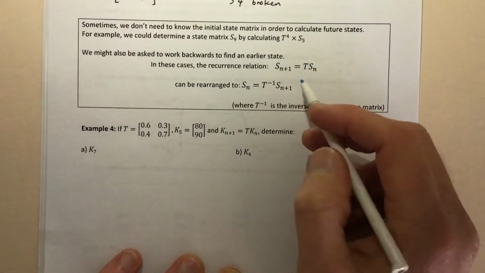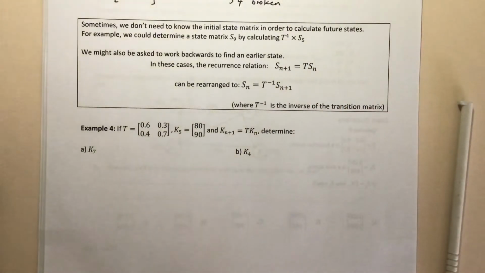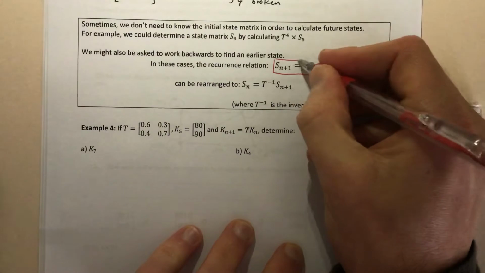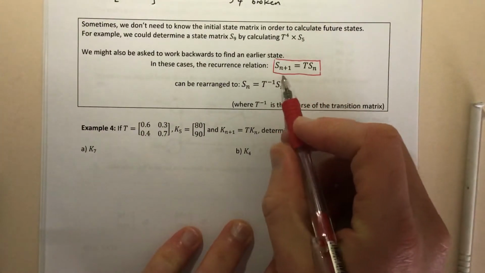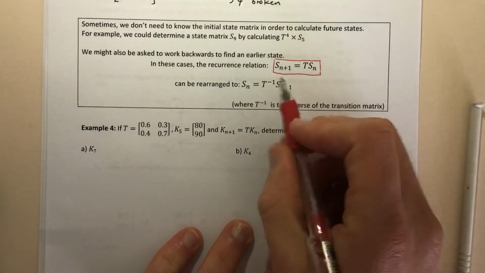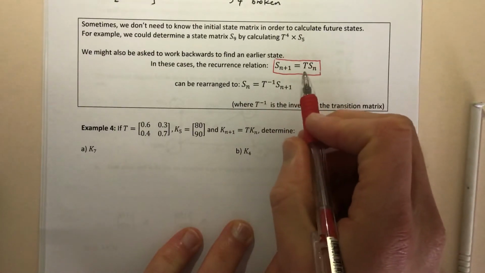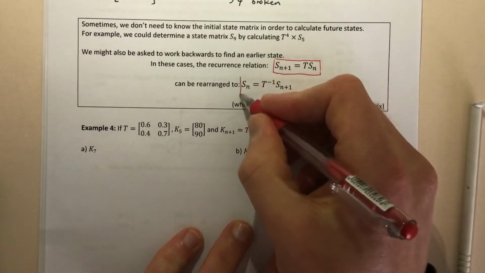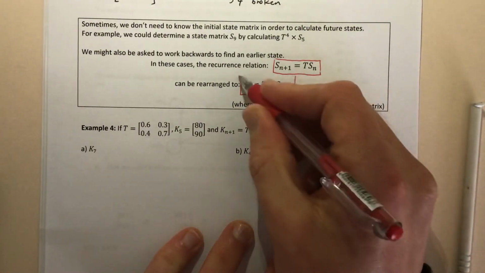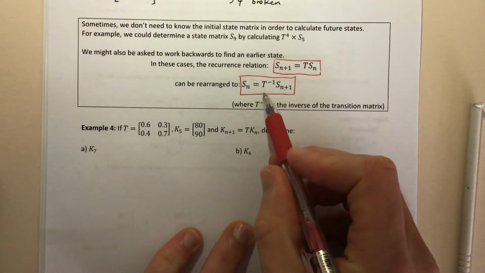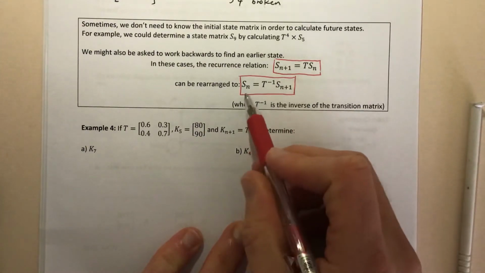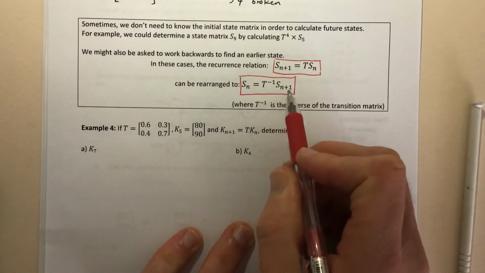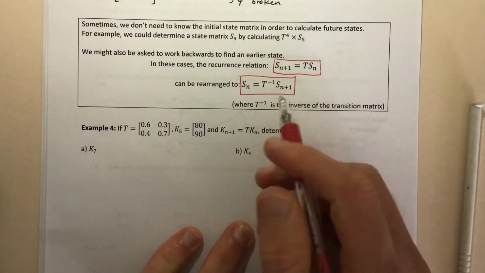And to do that, what we're really doing is taking our recurrence relation, if that's the standard recurrence relation, and to work backwards, you would rearrange the equation so you could go the other way. You would multiply both sides by the inverse of T and end up with this equation here. So you can use the inverse of a transition matrix to go backwards by one step, right, and get Sn, the previous state, which would equal T to the power of -1 times the next state. Okay, so that's a bit of a tricky one.